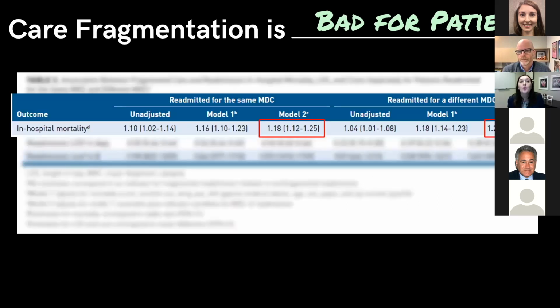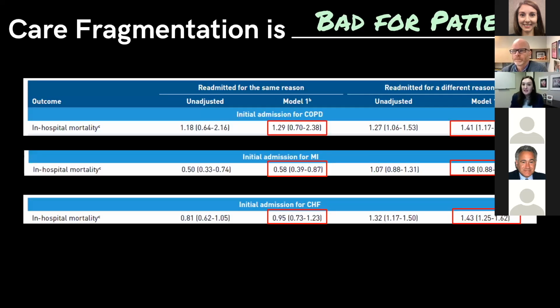So overall, we found higher odds of dying during a fragmented readmission compared to a non-fragmented readmission, but the odds of dying during the readmission didn't differ by whether the patient was readmitted for the same or a different reason than the index admission. However, when we looked at specific diagnoses, we did start to see some differences.